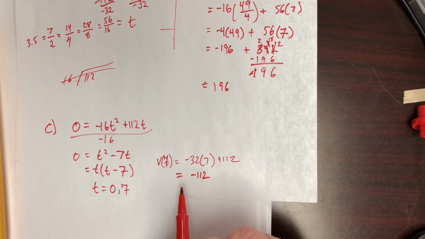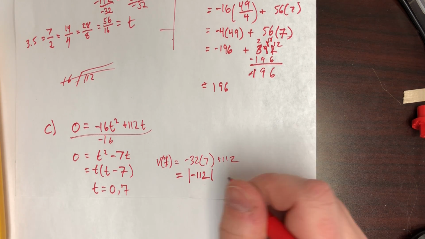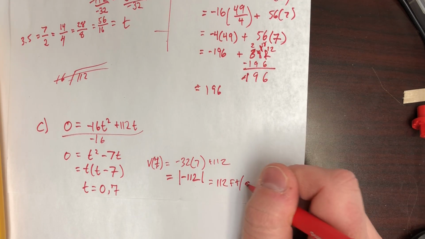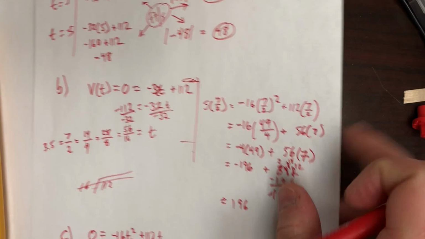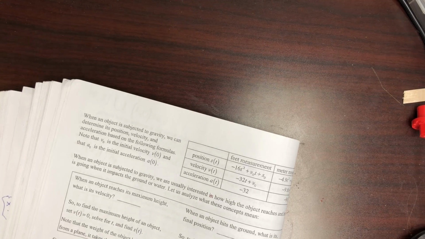Okay. I got my v was negative 112, but it asks for speed. Whew, ultra challenging to do that. I got my speed is 112 feet per second. All right, so I know it was a long time going through that question. There's a lot of important stuff that we covered there.